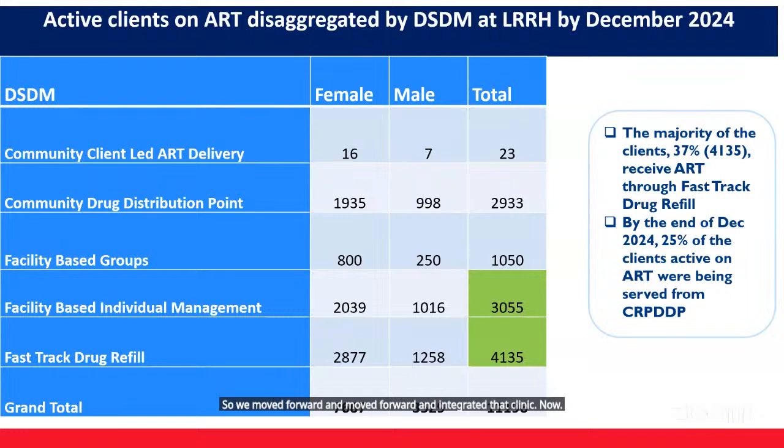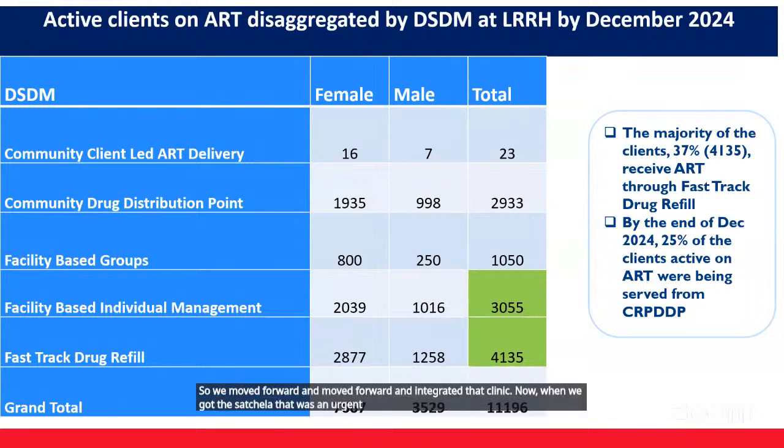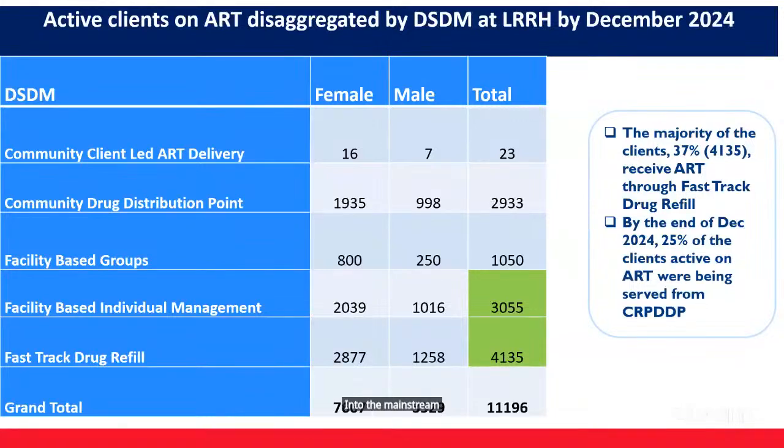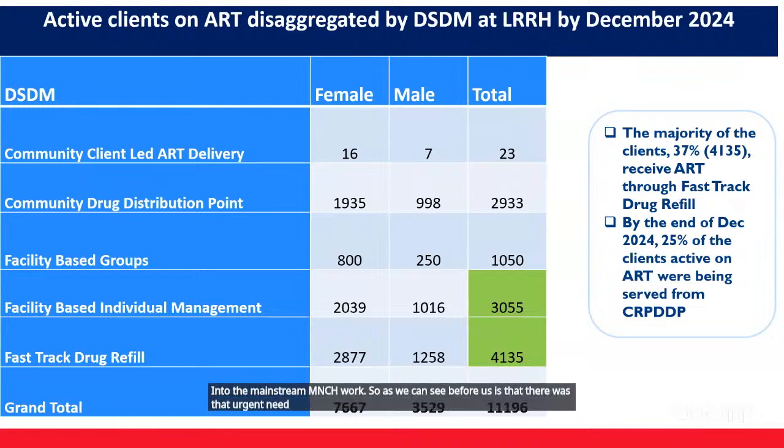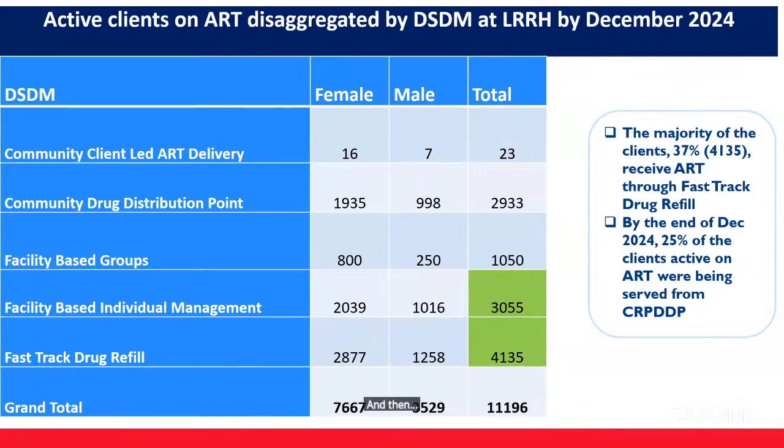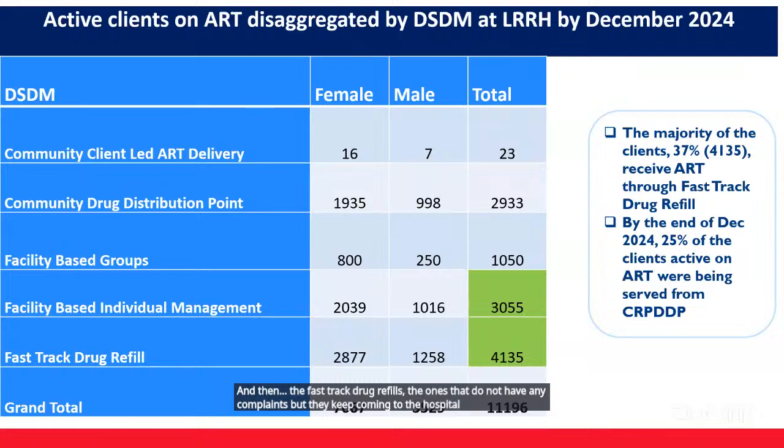Now, when we got the circular, there was an urgent need for us to move forward and think of how we are going to integrate the adult clinic, but also the integration of PMTCT into the mainstream MNCH work. As we can see before us, there was that urgent need. We looked at the different clients under the different DSDM models, and key to note, there were facility-based individual management clients, and then the fast-track drug refills, the ones that do not have any complaints, but keep coming to the hospital. So we needed to plan as soon as possible to make sure they are taken care of.